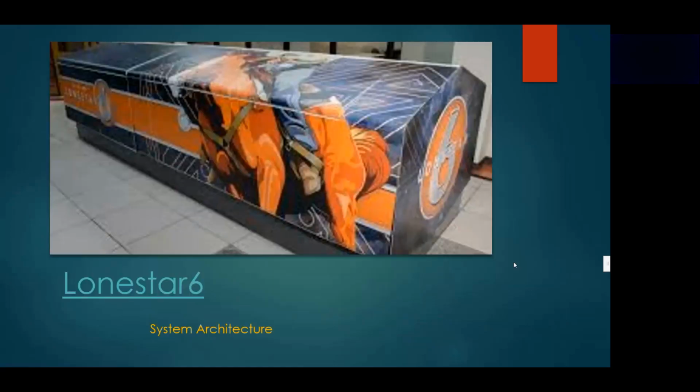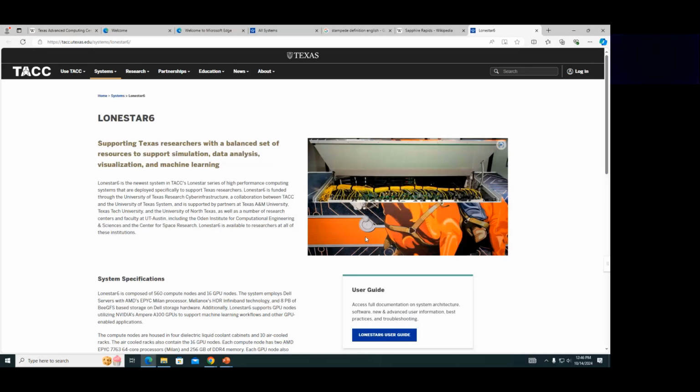Lonestar. You see, this machine is very strange, like a box. When they open this box, you see the wires are on top. The whole machine is immersed in liquid. It's for cooling. These are the 20 GPU nodes in this box. The rest of the machine is still normal rack air cooling.